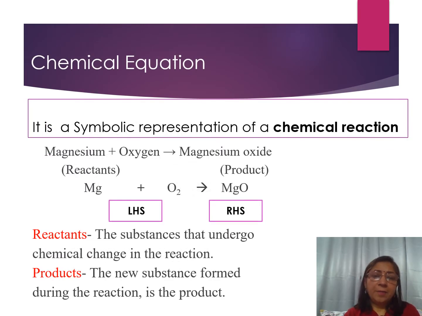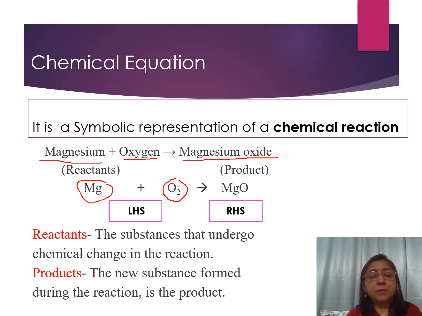Let us know what a chemical equation is. It is a symbolic representation of a chemical reaction. Here I have written magnesium plus oxygen. It forms magnesium oxide. This is the symbol of magnesium, Mg. When it reacts with oxygen, it will form magnesium oxide. So this is the left hand side of the reaction and this is the right hand side of the reaction.